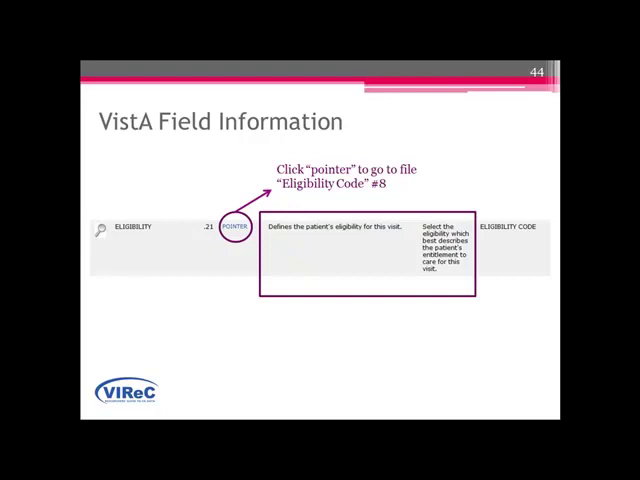Then to the right in the purple box, you see that I don't really have to go and click on the pointer to find out what this particular field means, because it's defined for me here. And so you can see that in this case, I found that the help text, select eligibility, which best describes the patient's entitlement to care for this visit, to be a little bit more helpful than the description, but they're both helpful.